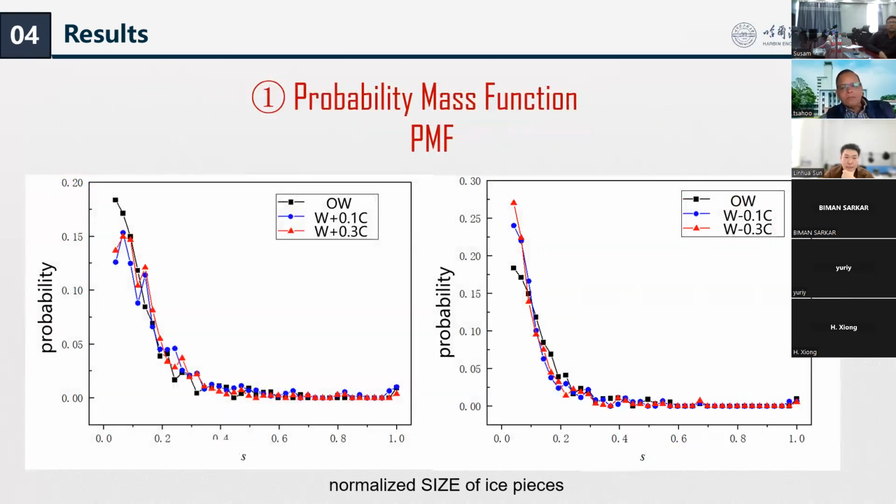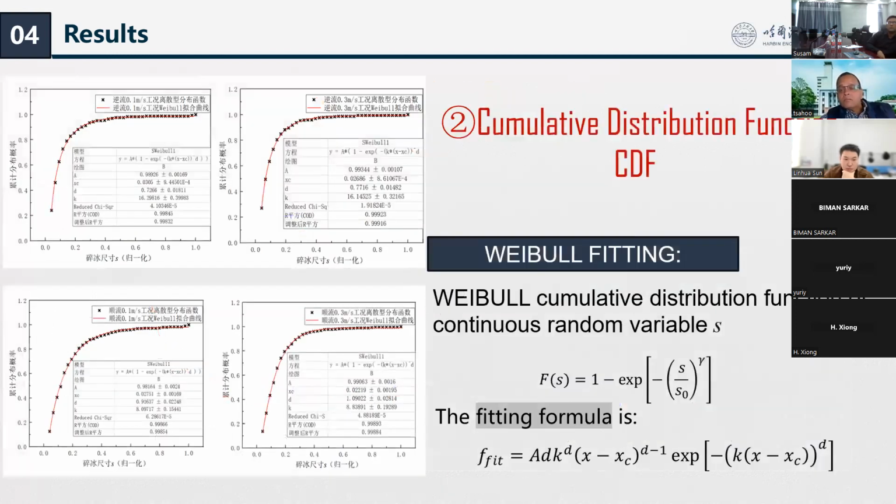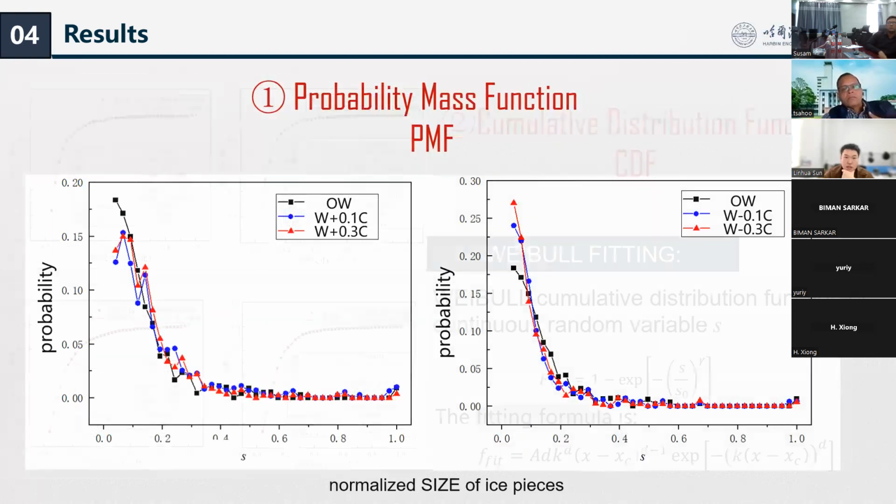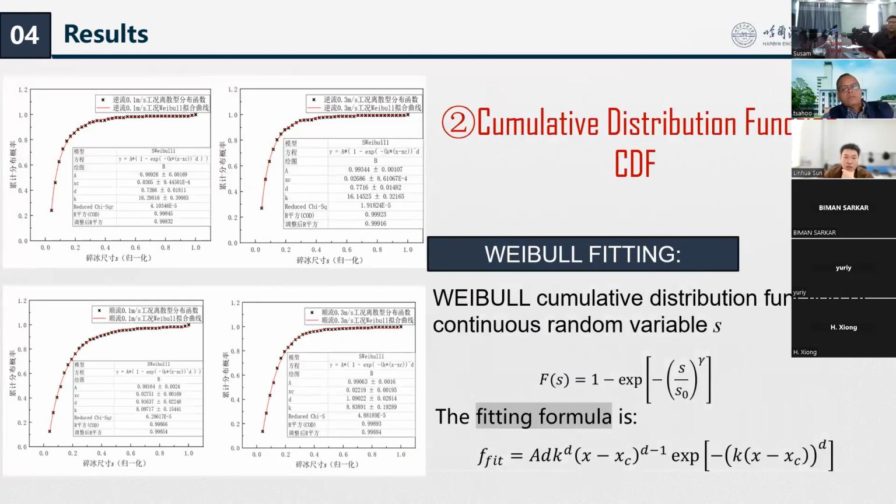These pictures are the PMF, probability mass function. X means normalized size of the ice pieces, and we can see the probability of every data. From the first one, we can get the CDF. CDF means we need to sum all the probability whose size is smaller than this one.